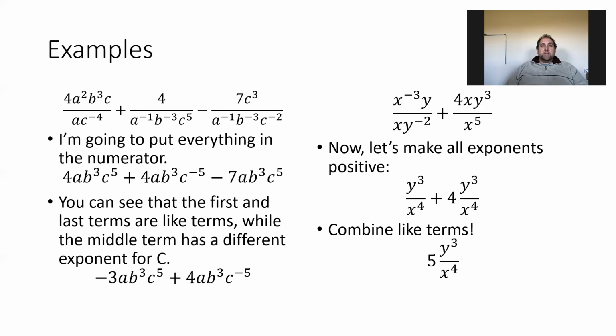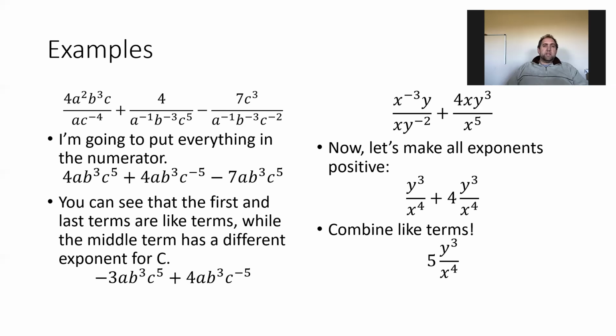So minus 7c cubed divided by a to the negative 1, b to the negative 3, c to the negative 2. Let's move everything up. There are no a's or b's in the numerator as it is, so both of those just become positives since they're already negatives when we move them up. We have a c cubed and another c squared we're adding, so that gives you c to the 5th. So that's minus 7ab cubed c to the 5th.